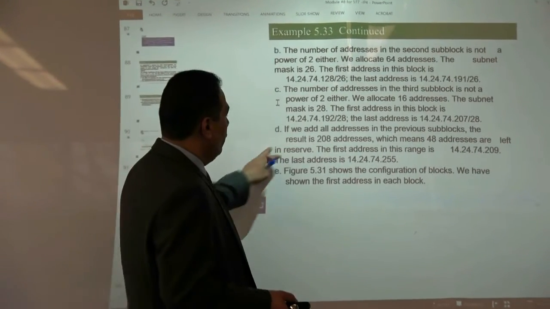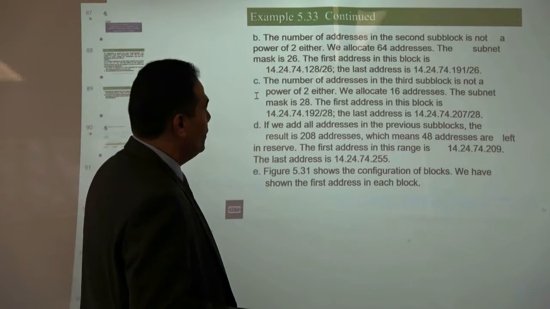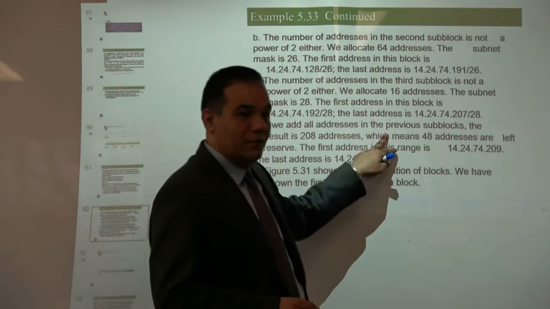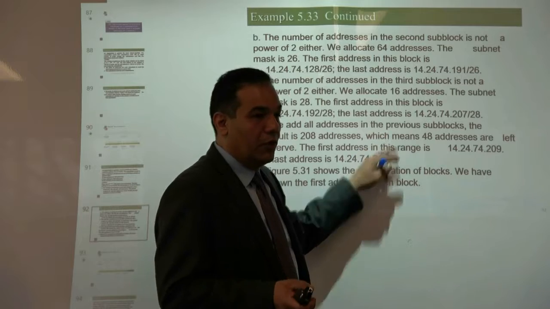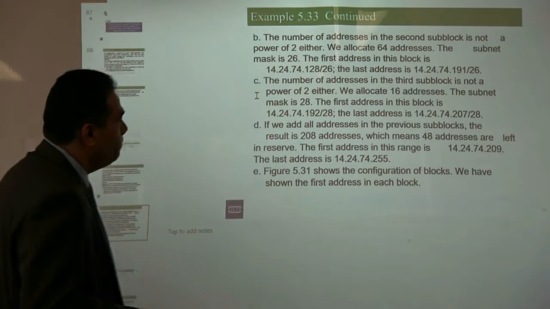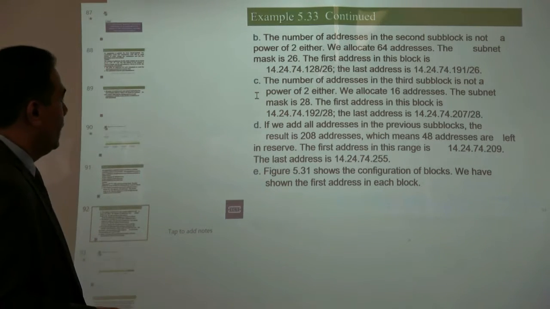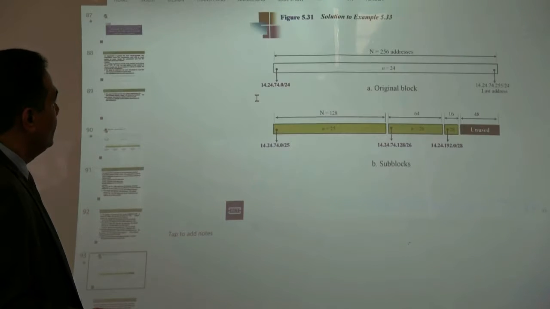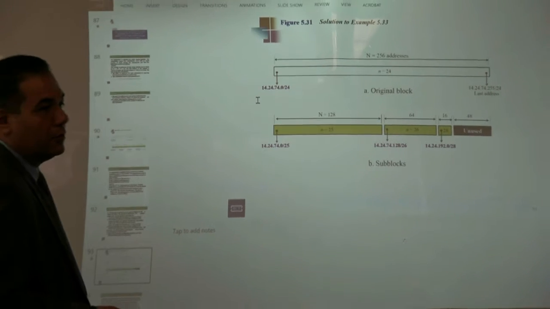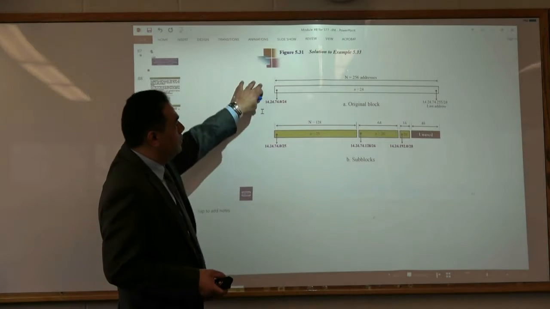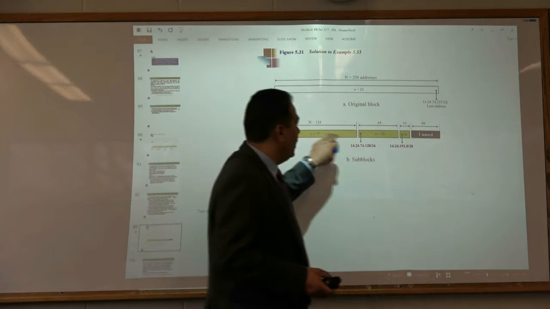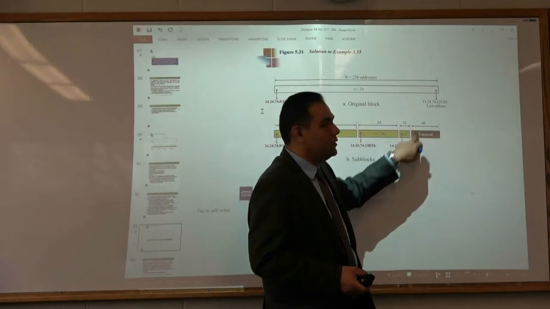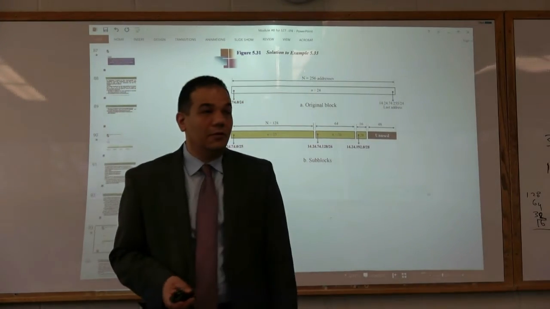Okay. If we add all of them, it becomes that, okay, which means 48 addresses are left. Anyways, so that's how you'll do it. All right. Again, 128, 64, 16, and this is the 48 unused.